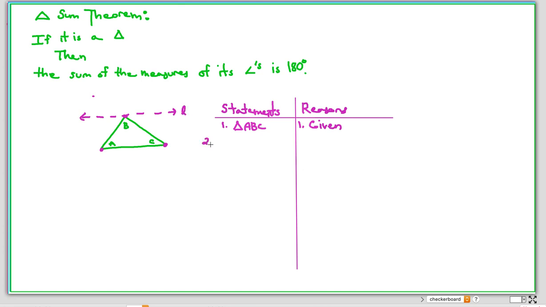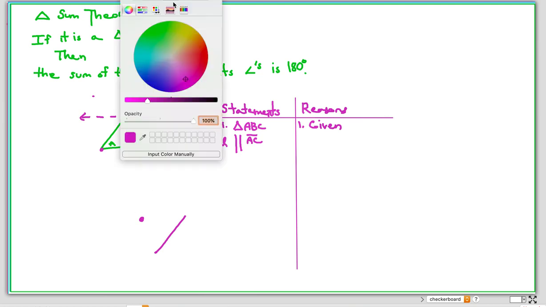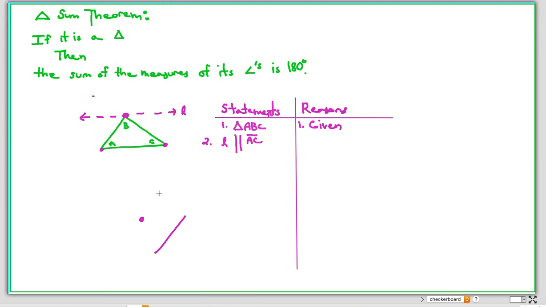Okay, I'm gonna say that L, line L, this line, is parallel to AC. Now, this is maybe the more difficult aspect, but the basic idea here is that this is some segment, and then B is some point off the segment. There's a postulate that says that there always exists exactly one line through that point that's parallel to the segment.